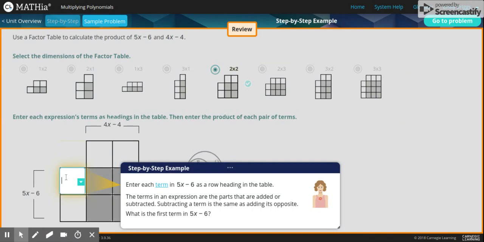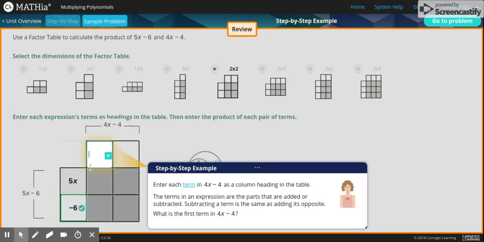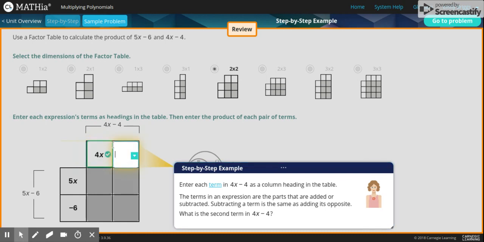Then over here, you're going to put in your terms. So the first one is always your x term, so 5x. And then this one is not 6 because it has the minus sign, which turns it into negative 6. If you don't know how to do it, always read this little bar over here, it helps to get you the right answer. 4x is the answer, and then this one is negative 4.